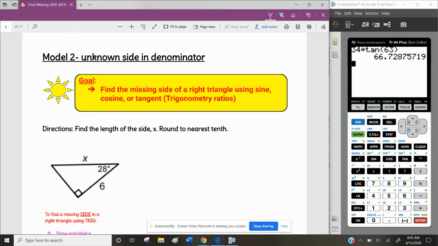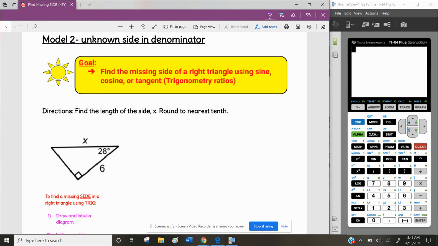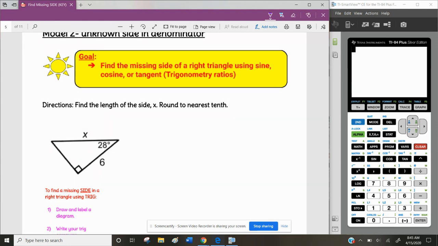All right, model number 2, we're going to use trigonometry to find the length of a missing side. We're going to use sine, cosine, or tangent, but now our unknown is going to be in the denominator. So we have a diagram. It's already labeled. I'm going to write my ratios. So, CAH TOA, and now I'm going to look at my picture. So I have my reference angle. I see that the longest side, the hypotenuse, we have an x, so I'm going to circle that. And then next to that angle, which is not the hypotenuse, that is my adjacent side, so I'm going to circle that. So I have A and H, that is cosine.